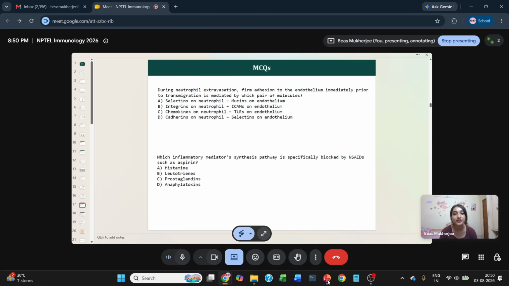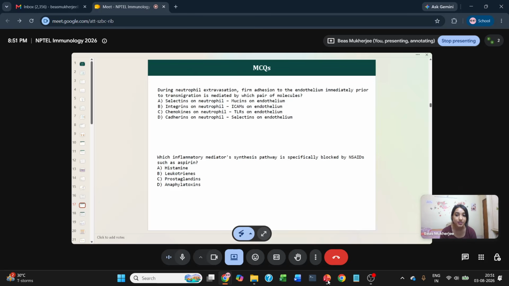During neutrophil extravasation, firm adhesion to the endothelium immediately prior to transmigration is mediated by which pair of molecules? The options are selectins on neutrophil, mucin on endothelium; integrins on neutrophils, ICAMs on endothelium; chemokines on neutrophils, and TLRs on endothelium; cadherins on neutrophils, and selectins on endothelium.